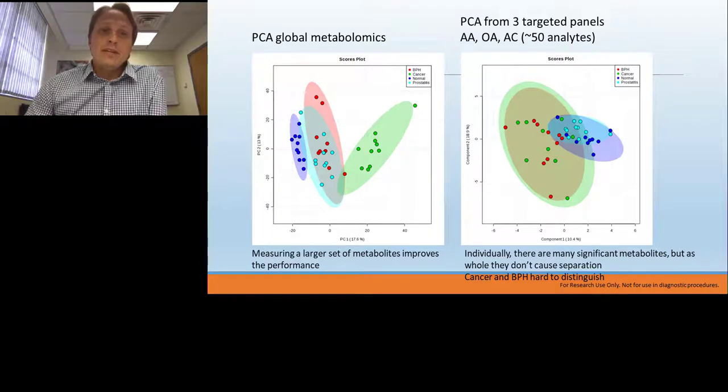We have a global metabolomic run on the left. This is looking at prostate cancer and looking at PCA of, say, 2,000 different compounds versus on the right, where you're looking at PCA of a set of around 50 different analytes. So individually, the analytes there are significant metabolites within the targeted quantitative set, but overall, when you look at them as a group, they don't perform in terms of being able to separate the manifestations of a clinical disorder. In this case, this clinical disorder would be not just prostate cancer, which would be here in the green, but also prostatitis or benign prostatic hyperplasia, BPH.